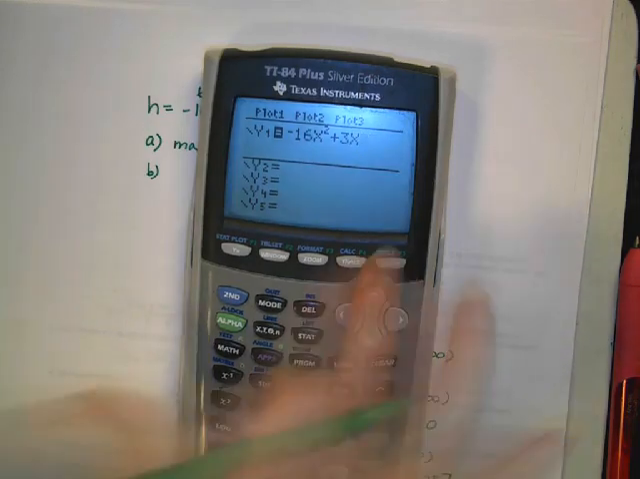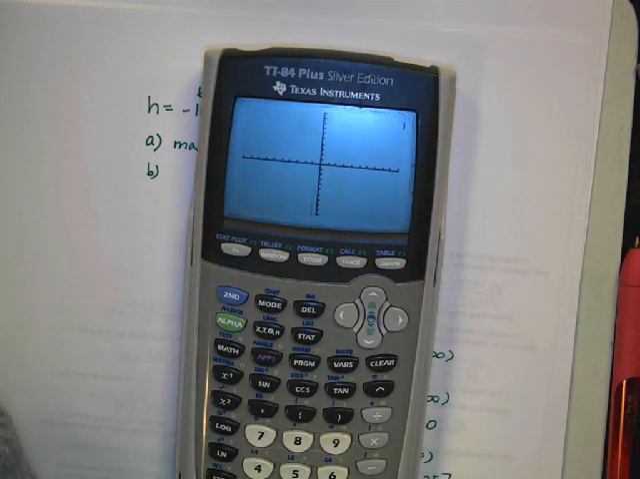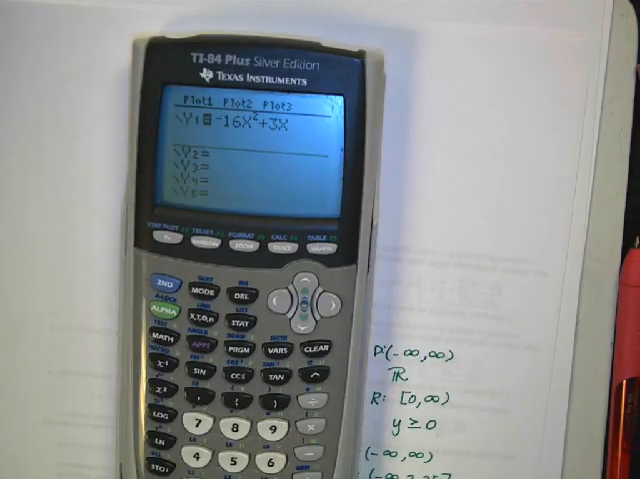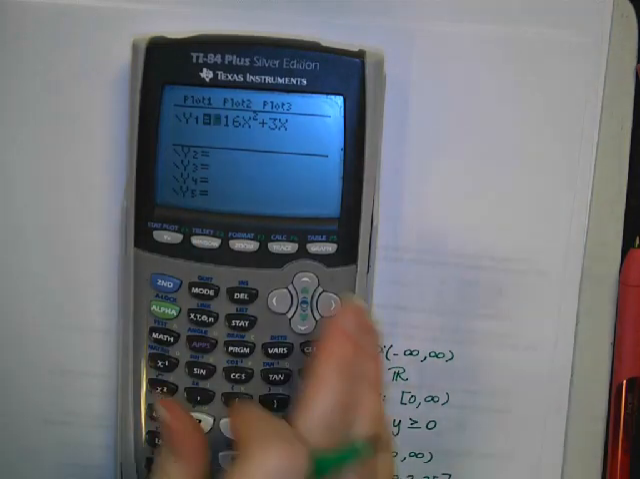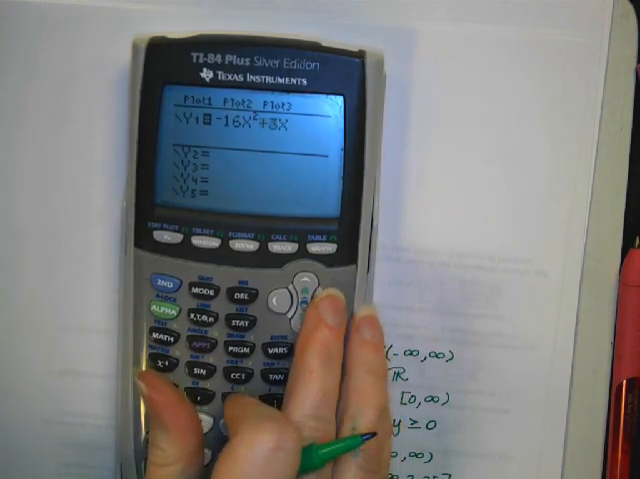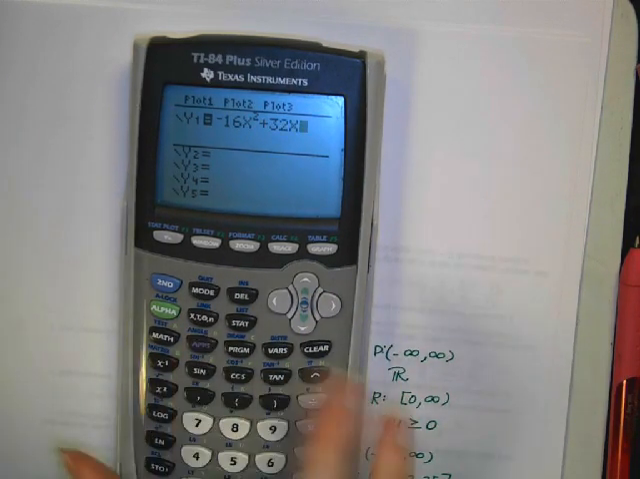So I hit graph. Now there's a good possibility it's not going to show in my window. Oh, it does. But let me look at my negative. That's really shocking. Let me look and see real quick there. There's 16t squared plus 32t. Negative 16 squared. Oh, well that explains that. It's after 3. 32. Oh, there we go. That'll be better.